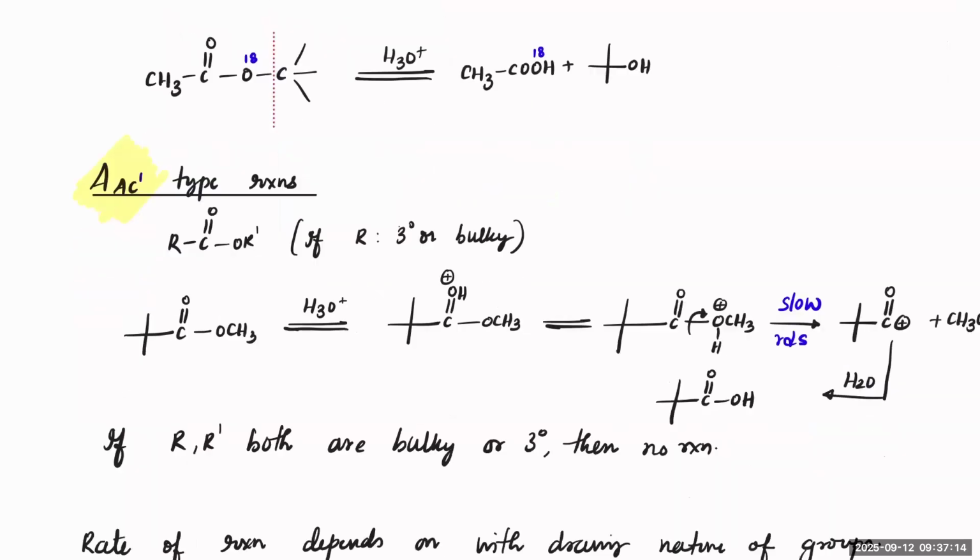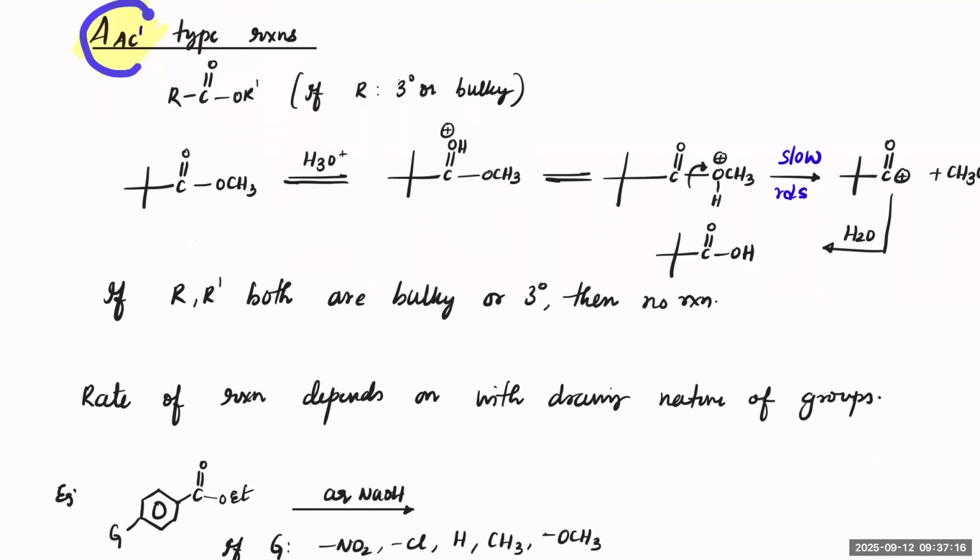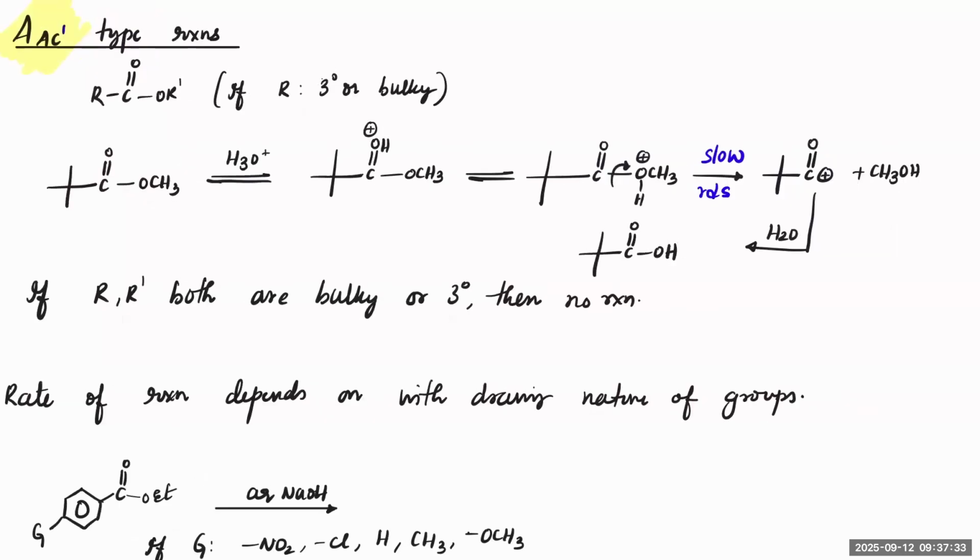Okay. The other type will be AAC1 also. AAC1 means acyl breakage, but only with one molecule. I mean, in the rate determining step, only one molecule is involved. See, first on hydrolysis, you'll get this part. And then the bond is breaking on the acyl form to get a carbocation here so that the lone pair can help it to get stabilization.